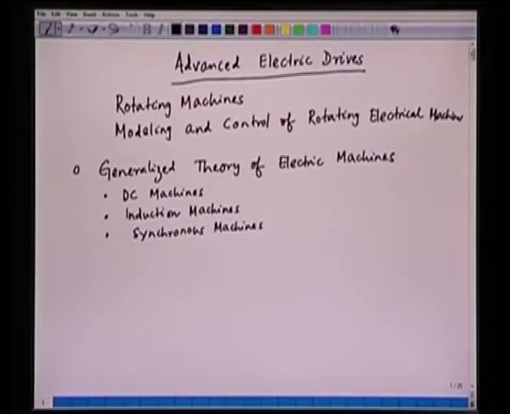Now, after we finish this, we'll be talking about the reference frame theory. Now, in the reference frame theory, we'll be talking about the various types of reference frames we have, and which are very useful to understand the control aspect of the electrical machines.